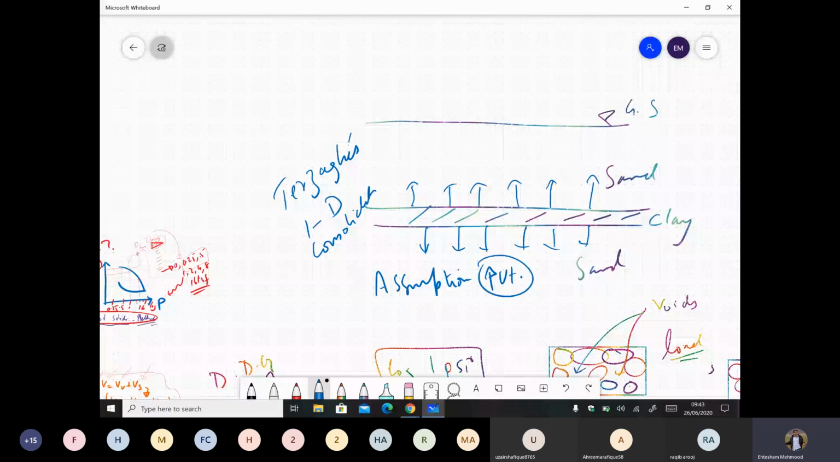In real life, there would definitely be movement of water on this side, but for our calculation purposes, we will say that water is only moving in one direction. And why is that? Because we are basing everything on Terzaghi's one-dimensional consolidation theory, which says that water moves only in the vertical direction.